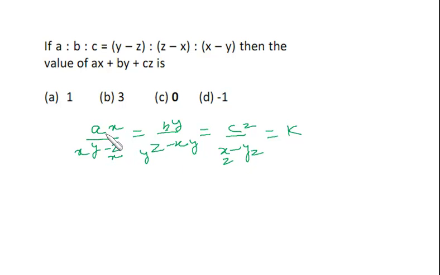Now ax is equal to what? kxy minus kxz. So what I do is I put up the value of ax, by and cz over here, right? So you can see kxy minus kzx plus kyz minus kxy plus kxz minus kyz. So precisely all of them will be cancelled with each other and you'll be getting 0. Okay, that's pretty simple.